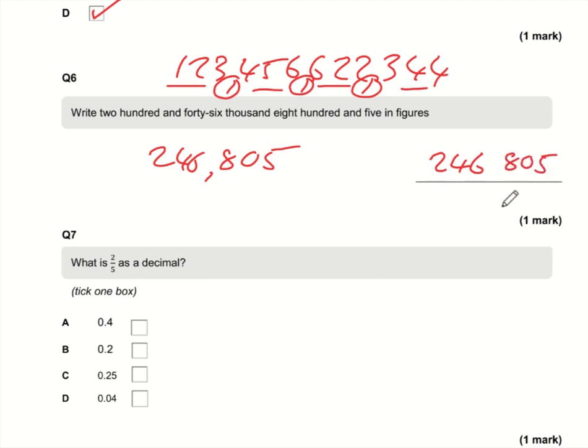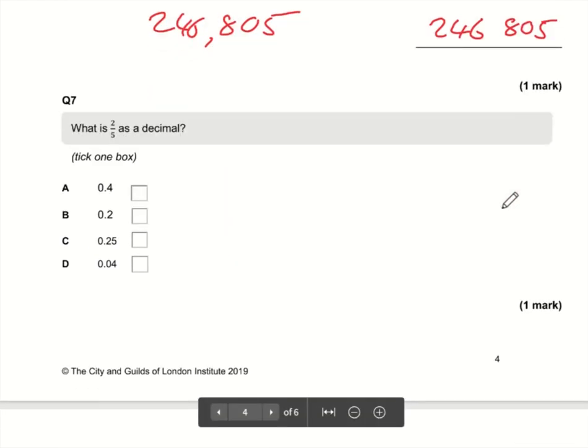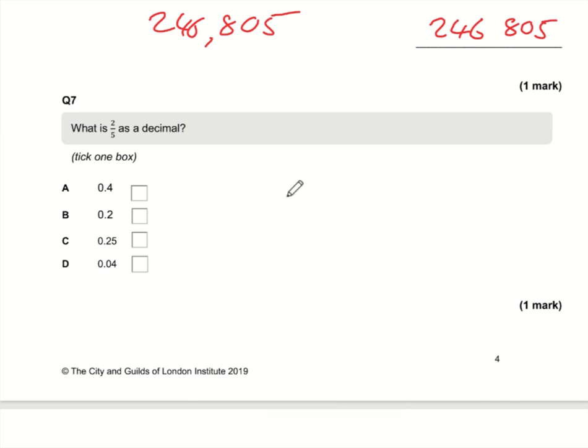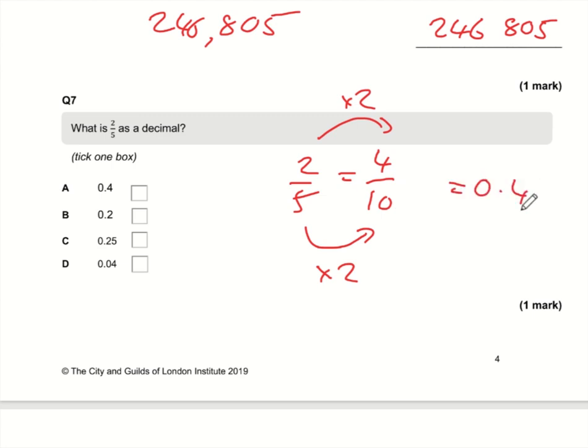There we go. What is 2/5 as a decimal? Writing decimals is easy if we're talking about tenths, or 100ths, or 1000ths. So can I convert 2/5 into tenths? Yes, I can. The number on the bottom has doubled. So for an equivalent fraction, I need to multiply the number on the top by 2 as well, so that is 4/10. When we're talking tenths, that is 1 decimal place, so that is 0.4, and that is answer A.